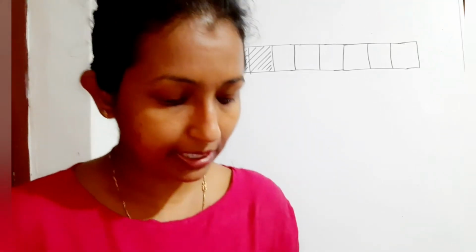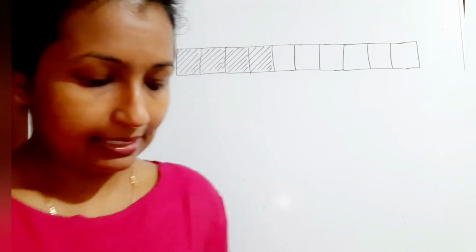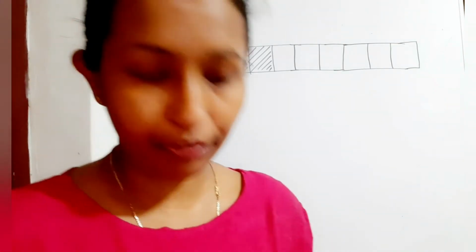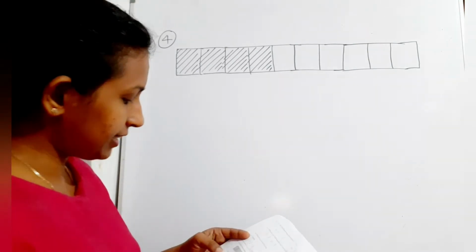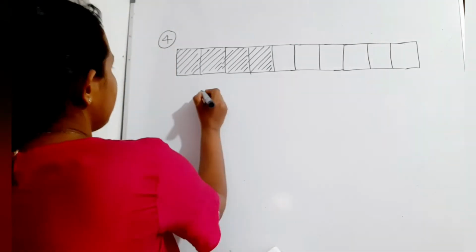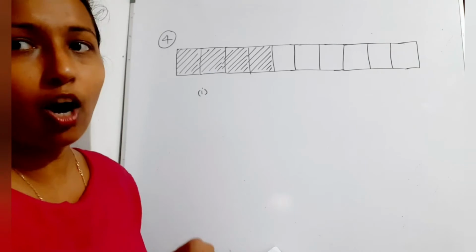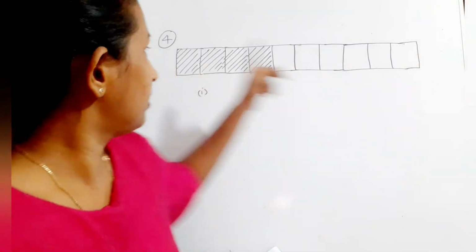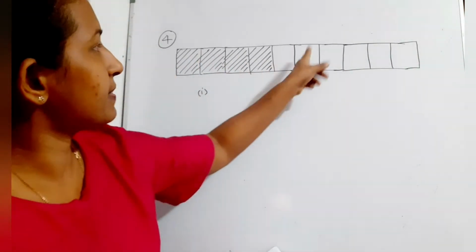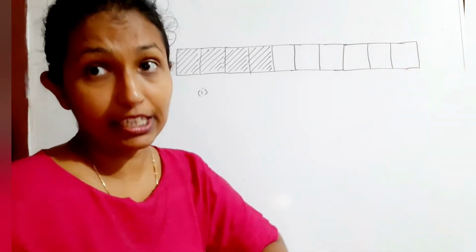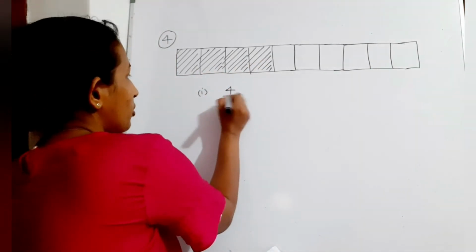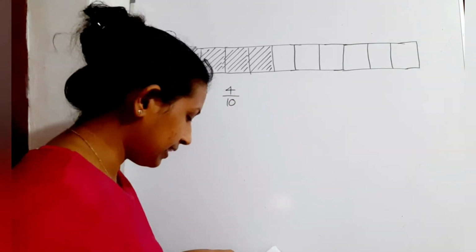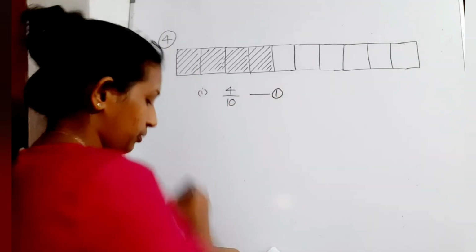Now, the fourth question. Consider the shaded part in the figure. Then write it as a fraction. Here, how many parts are there, Putta? 1, 2, 3, 4, 5, 6, 7, 8, 9, 10. 10 equal parts. So 4 has been colored. So the fraction is 4 out of 10. Then you will be given 1 mark for that part.